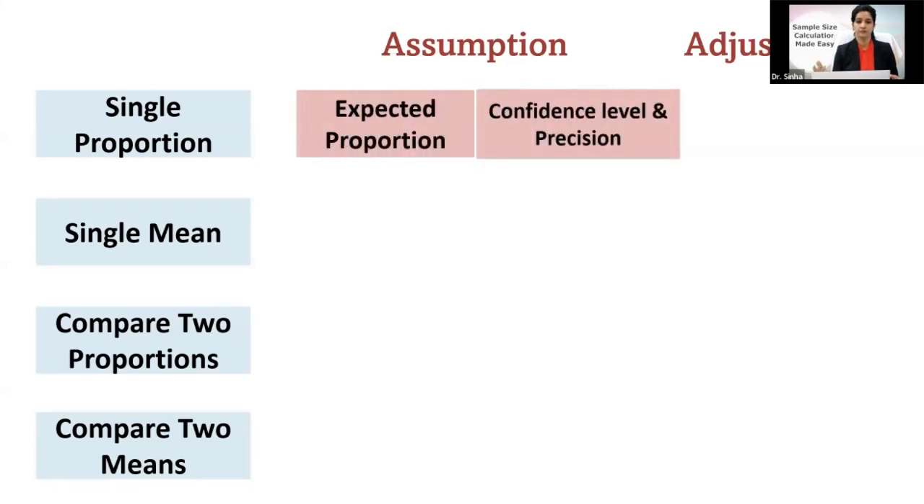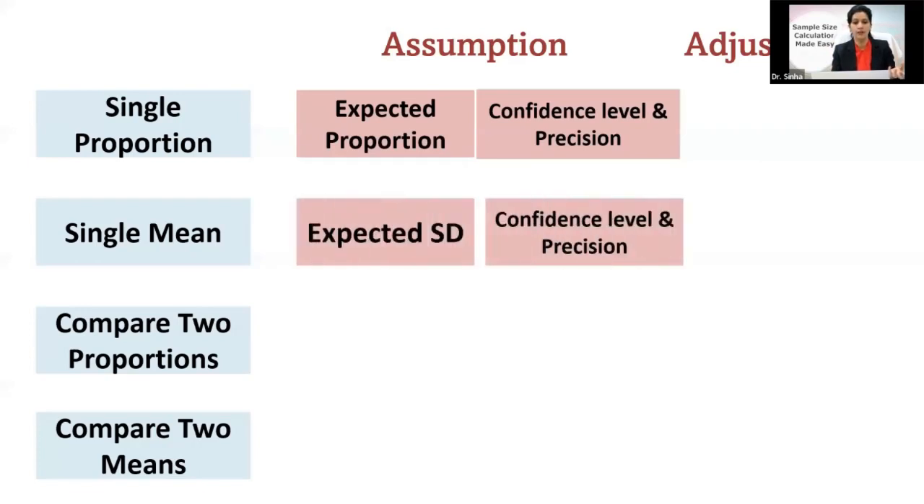So now assumptions in case of this single proportion, you should have an expected proportion and that review of literature. If you are doing a thorough review of literature, you will have this expected proportion, or you take it from that review, what is the expected proportion of that particular outcome, and then you define the confidence level and precision. We will see how to do it. In case of a mean, you should have an expected standard deviation. Because it's a continuous variable, so you need standard deviation, and the same confidence level and precision is required here also.